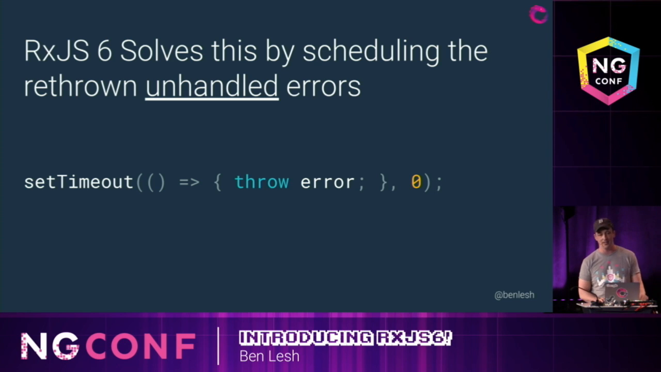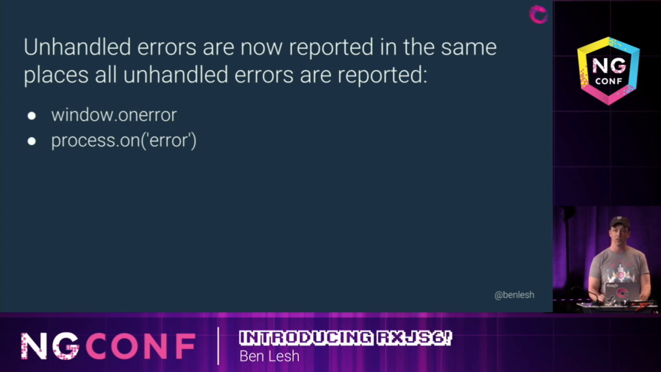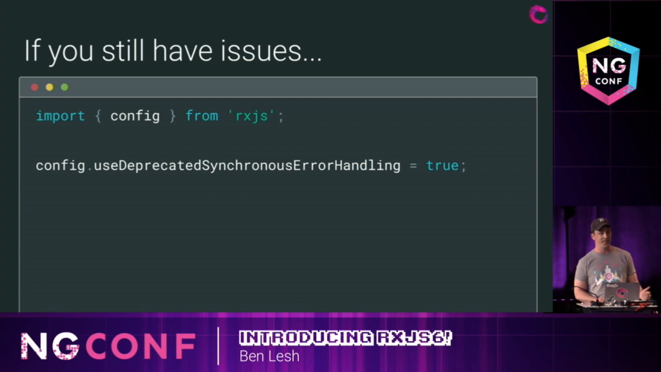What this does is it throws it in its own call stack where it can't bubble up to hit anybody's try-catch. And that means it's going to get reported to window.onerror or process.onerror, where you would expect unhandled errors to go. If you still have issues with this, there is a flag. You can pull in config and flip useDeprecatedSynchronousErrorHandling to true. If you do that, you will get a warning in the console if any library in your system is doing that.